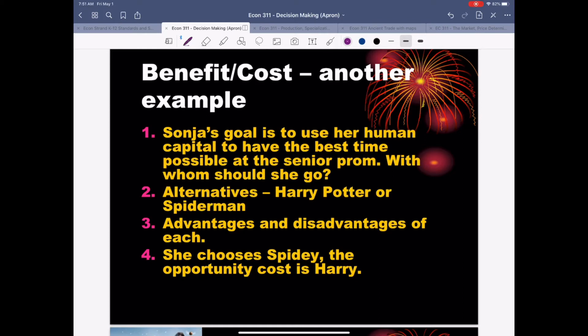There's no right or wrong, there's just the process that's being used, because what we're teaching them is to be economic thinkers, weighing costs and benefits, seeing advantages and disadvantages, and making decisions based upon the evaluation of those things. And then finally, in this decision, let's imagine she chooses Spider-Man as her date for the prom.